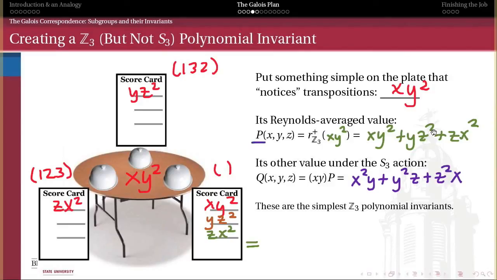So I'm going to call these polynomials p and q. And these are the simplest possible Z mod 3 polynomial invariants that we can build that are not also S3 polynomial invariants. In other words, they're not fully symmetric, but they are symmetric under the cyclic subgroup action. Okay. So we're going to hang on to p and q. These are going to play an important role for our process.